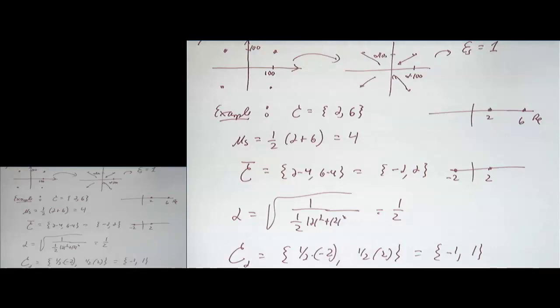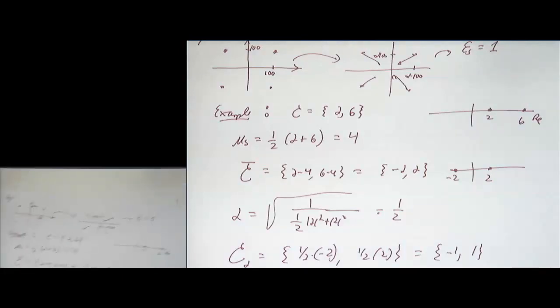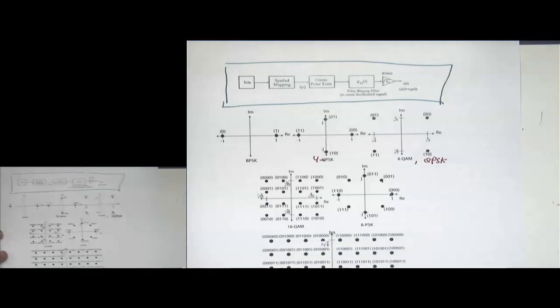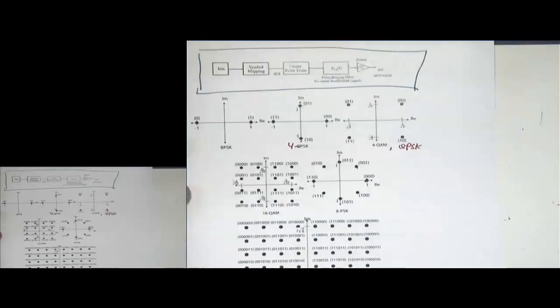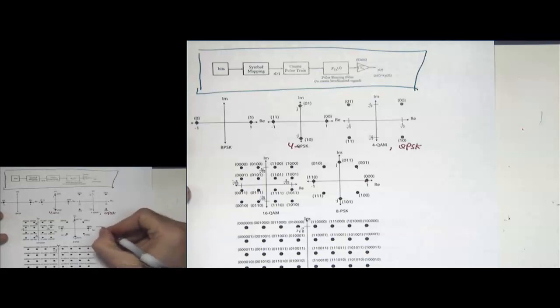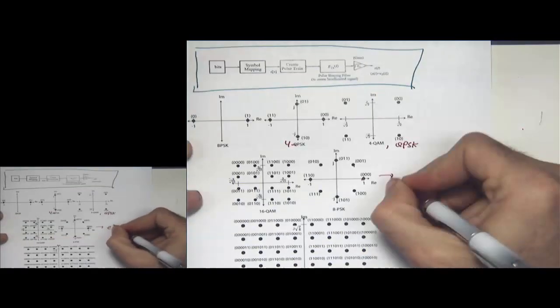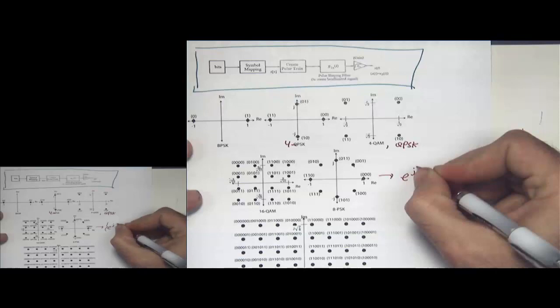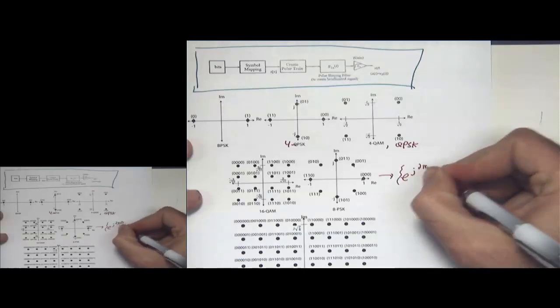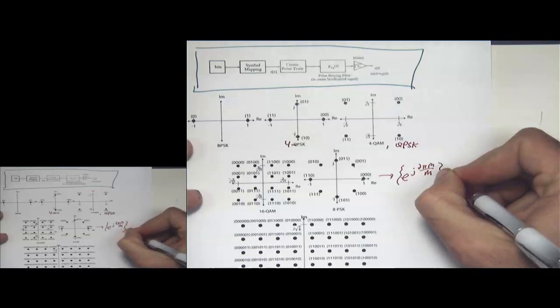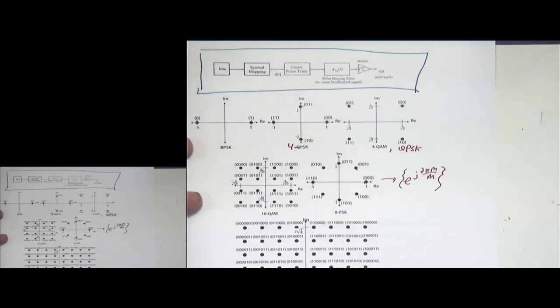Any other questions? Yes? Can you tell us a little more about PSK and how you come up with the constellation? Yeah, I think that's a good question. Go back over here. So the PSK formula is that the constellation symbols look like e to the j 2 pi little m over capital M. So that's actually the formula for that.